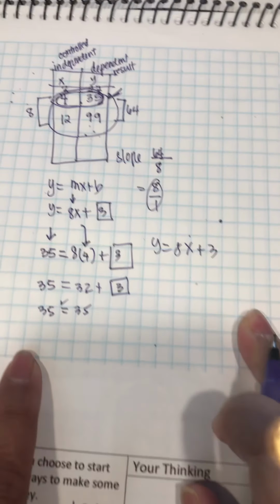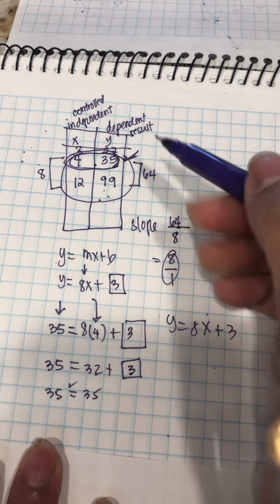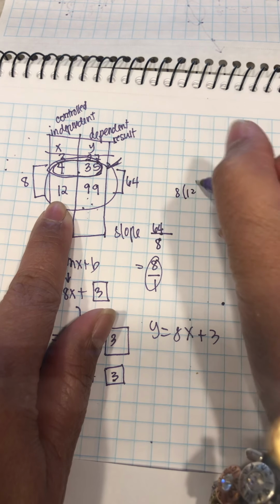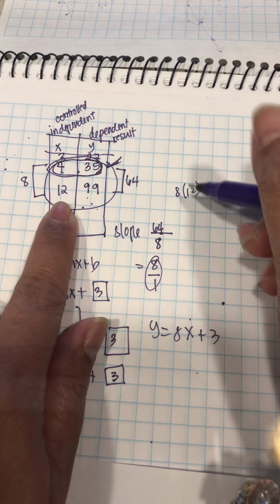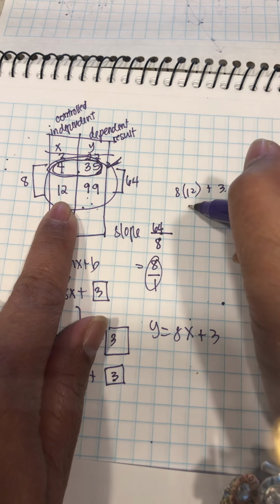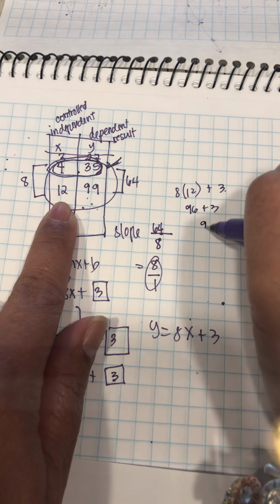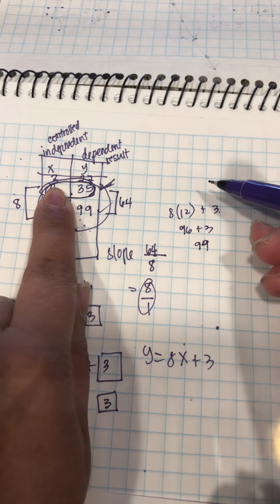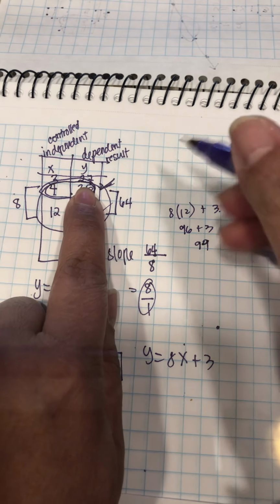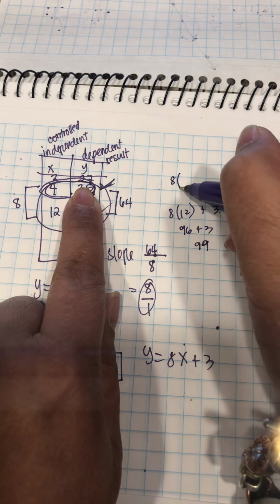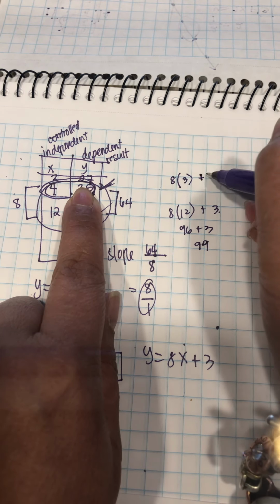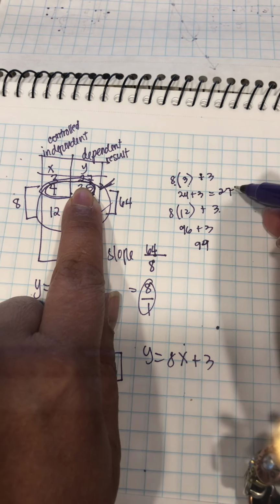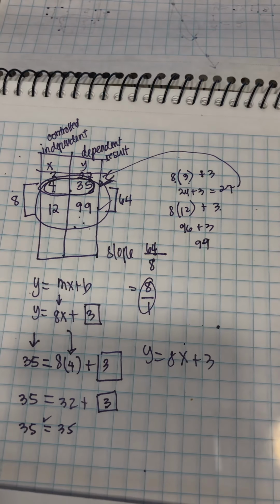And then don't forget to verify it if it's true. Test it with your 12. So 8 times 12 plus 3 and see if we get 99. So 8 times 12 will give you 96 plus 3, that gives you 99. So your equation is true. Let's try with the 3 and 27. So now 8 times 3 plus 3. 8 times 3 is 24 plus 3. We got 27. So our equation is right.